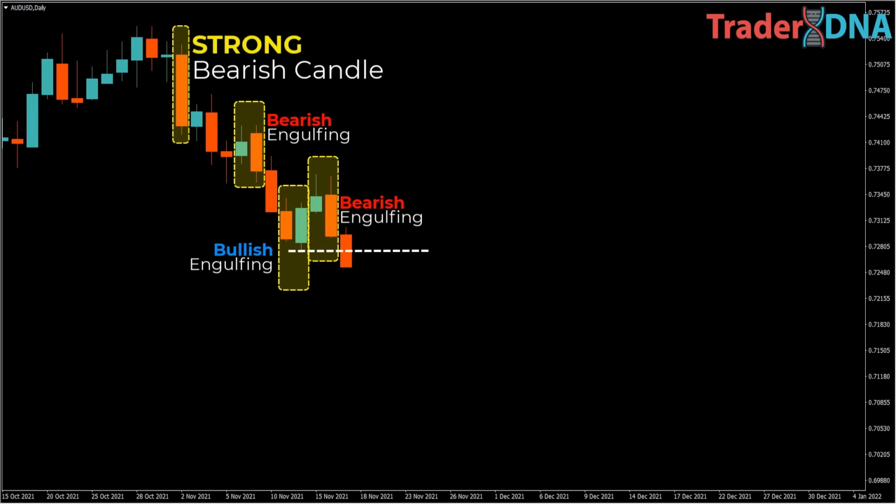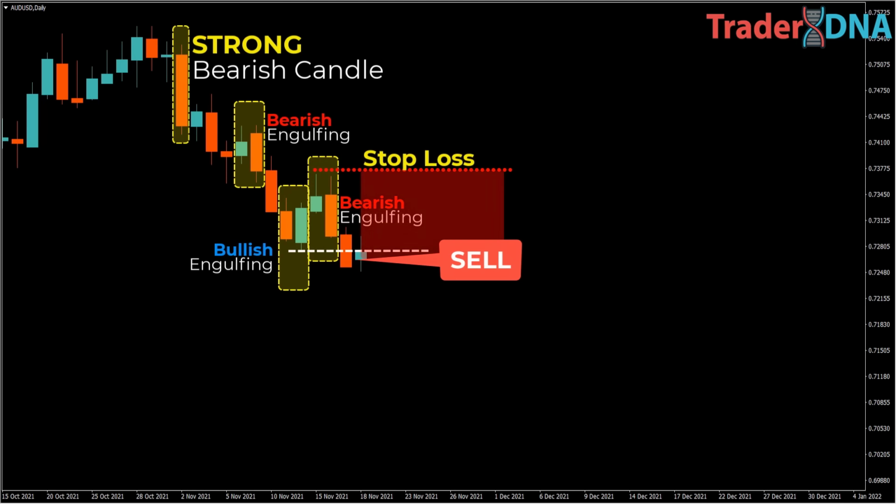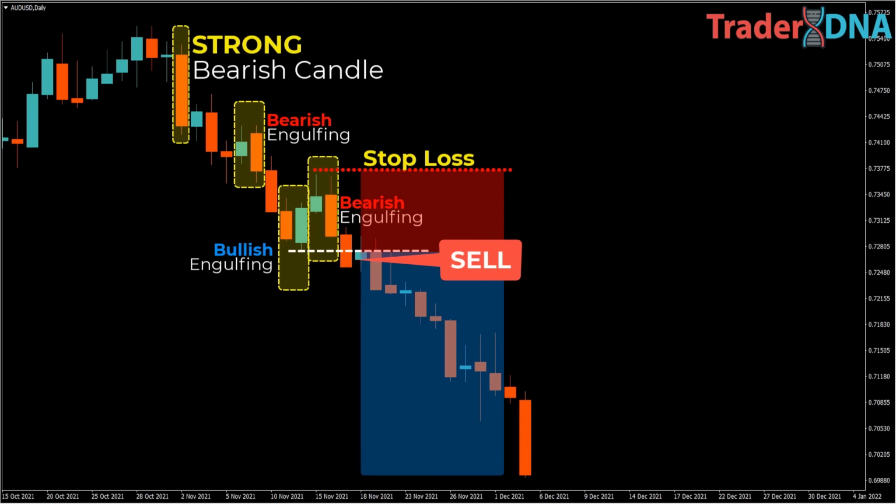This breakdown confirms that the downtrend is back in full force. So what's the play? Enter a sell position on the next candle's open with a stop loss placed just above the nearest swing high. And then, boom, the price drops aggressively, delivering massive profits.